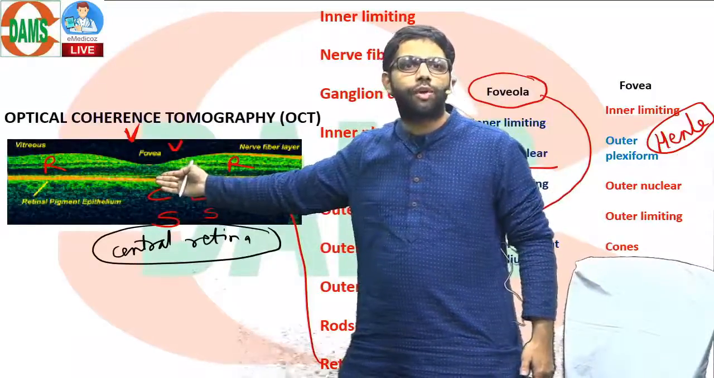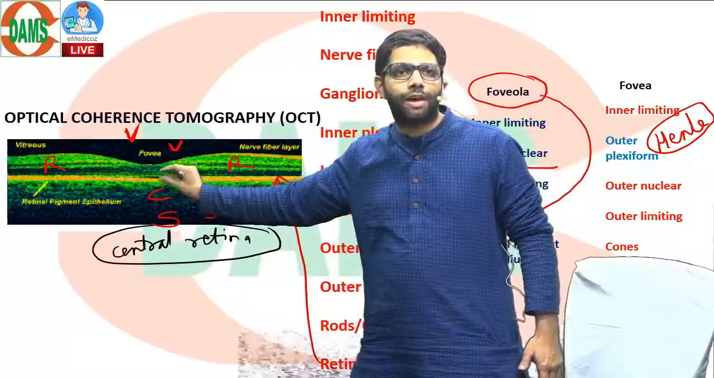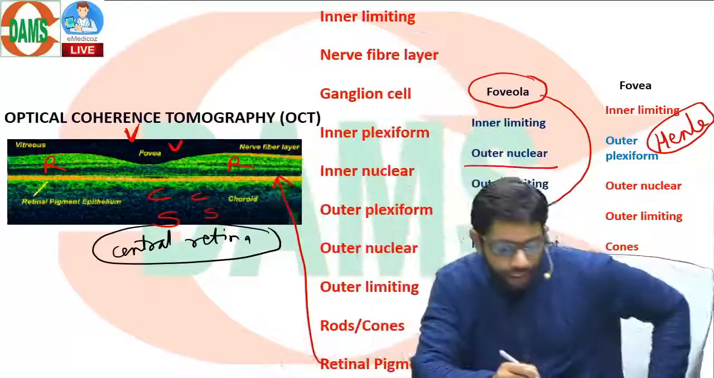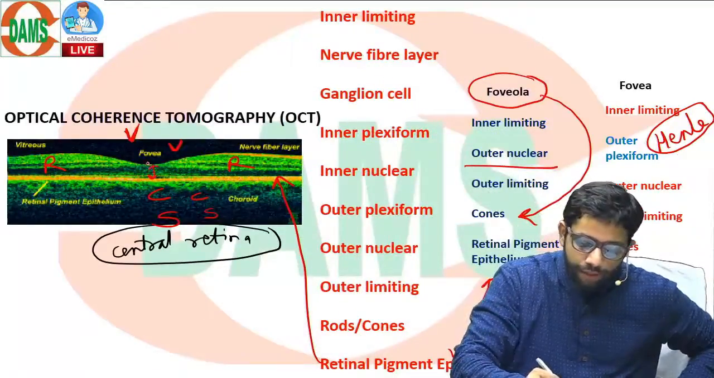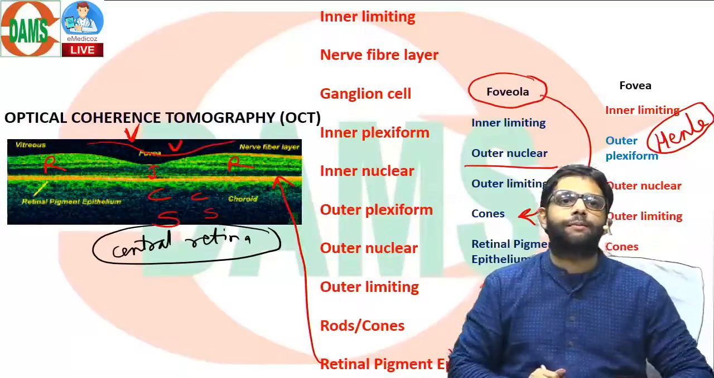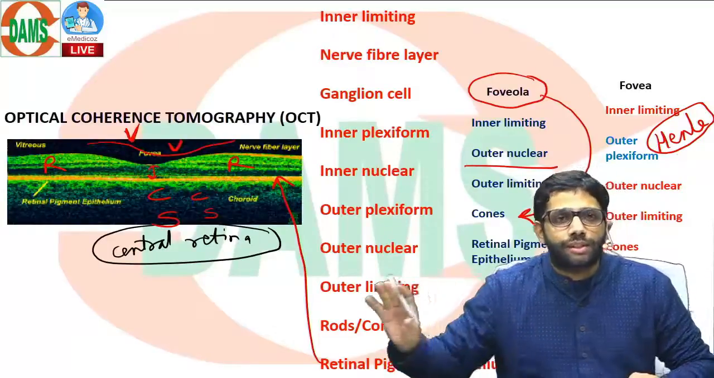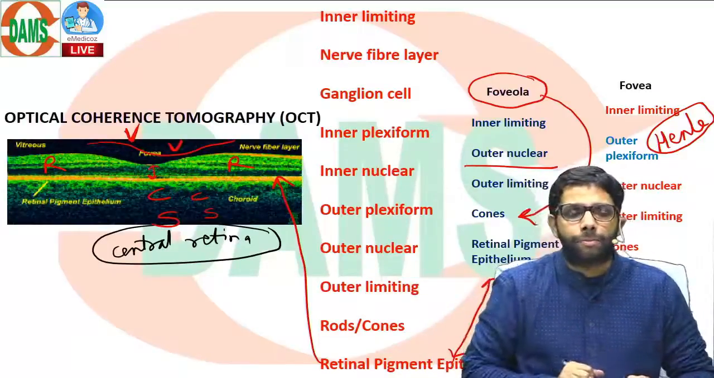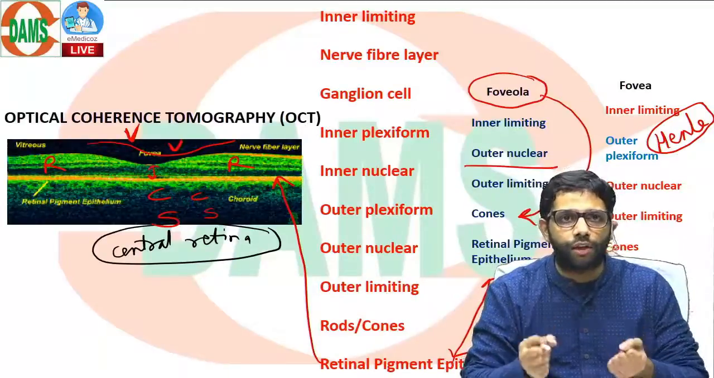Because the fovea does not have 10 layers, it has 5 or 6 layers. Correct? That is why you have a dip in the central retina like this. So these are the layers of the retina. Structure of the retina I told, layers of the retina I told.